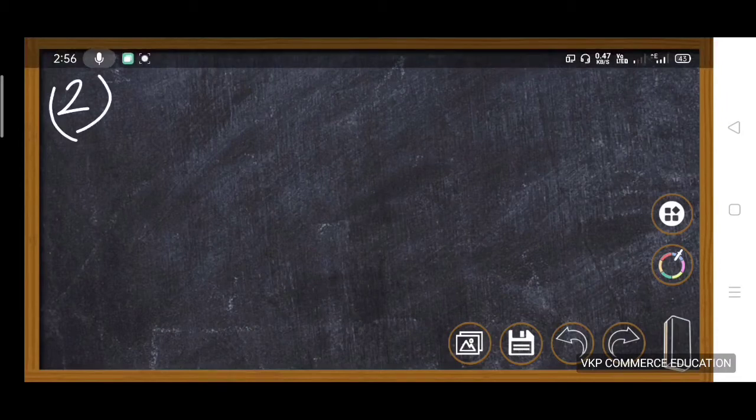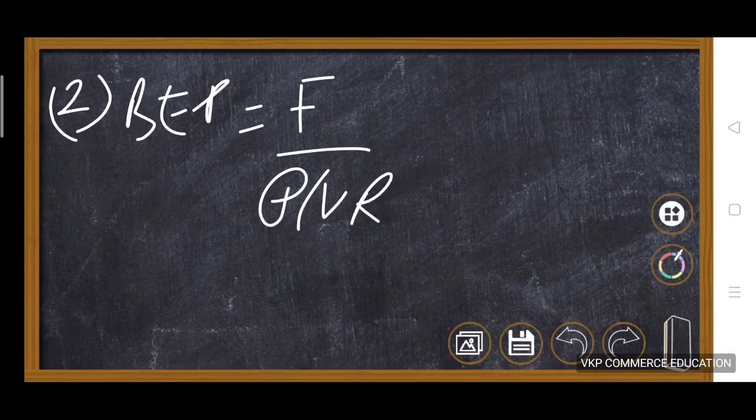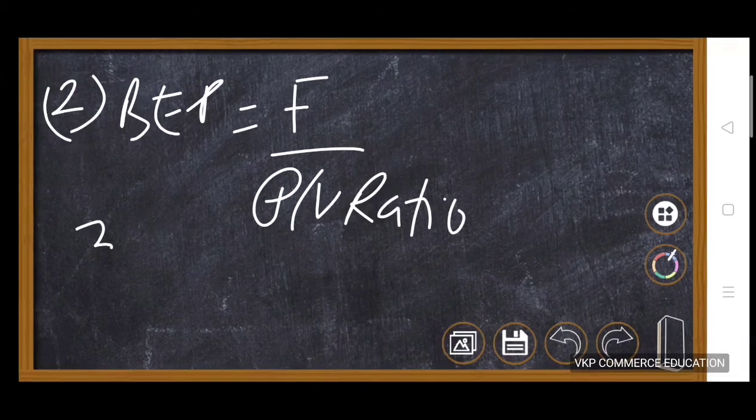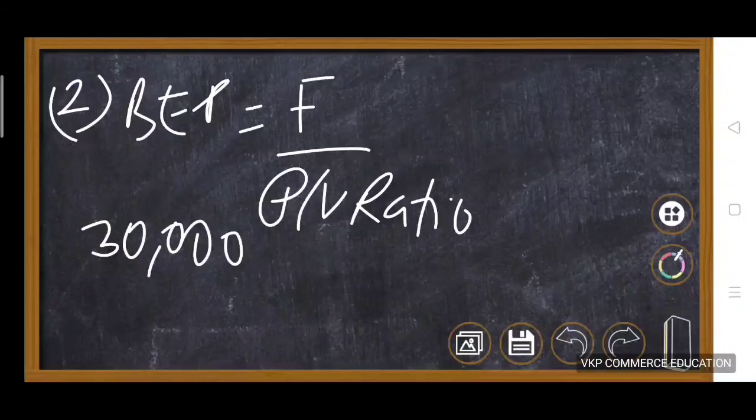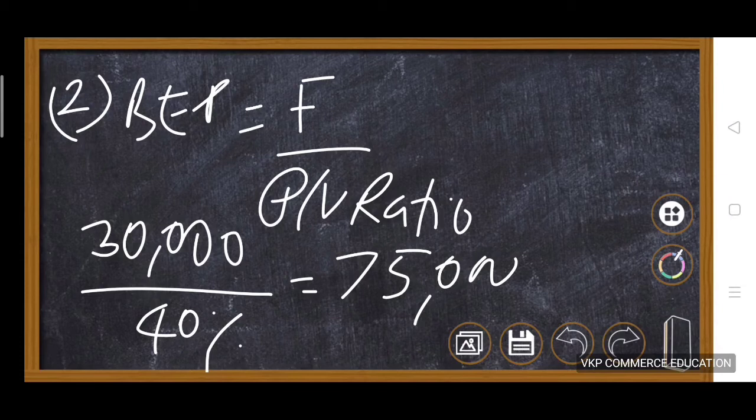Now we are going to part 2 of that particular question. BEP in rupees is equal to fixed cost by PV ratio. So how to calculate it? First of all, fixed cost is equal to 30,000 divided by PV ratio, that is 40%, which is equal to 75,000. Now we get BEP is equal to 75,000.